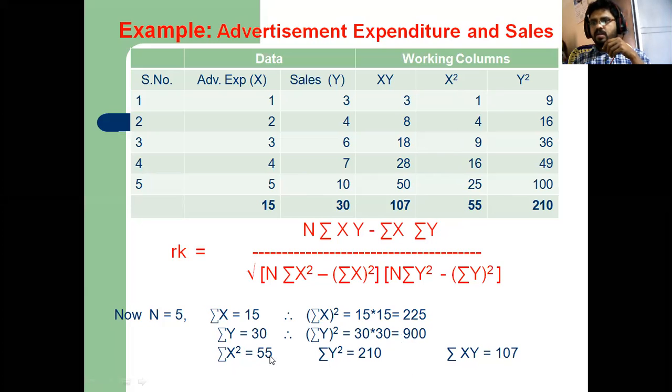So here sum of x square is equal to 55. Then the whole square of sum of x is nothing but 15 into 15, which is 225. Then n is 5. Now sum of y square, where y square is y into y: 3 into 3, 9; 4 into 4, 16; 6 into 6, 36; 7 into 7, 49; 10 into 10, 100. When you add all these values, you will get 210.